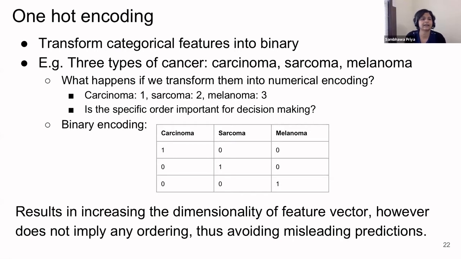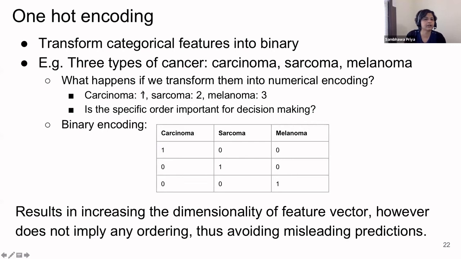features, right? So let's say the example is there are 3 types of cancers. We want to look at carcinoma, sarcoma, and melanoma, right? So what if we transform them into numerical encoding? Then we'll have carcinoma as 1, sarcoma as 2, and melanoma as 3. And you can see that the specific order here is not important for decision making. It's not that there is an ordering between the 3. There are 3 categories that are at the same level, right?